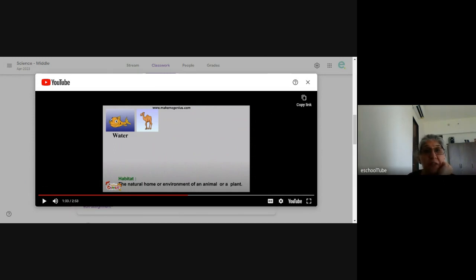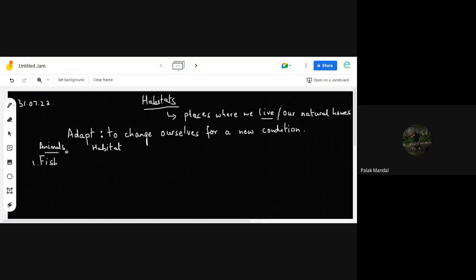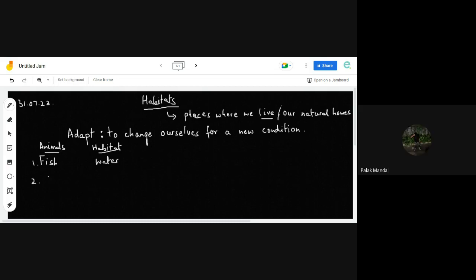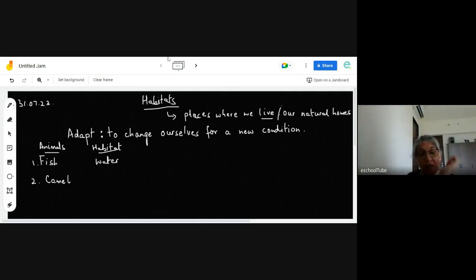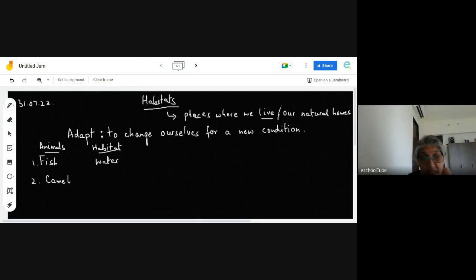A camel. Okay, let me ask Palak. So, which are the different habitats that we are talking about? First one is we said fish. I'll write the names of animals here and their natural habitat. So, what is the habitat of fish? Water. What is the habitat of camel? Camel. Do you know or you don't know? Sand. No. Okay. Watch it and then you tell me.